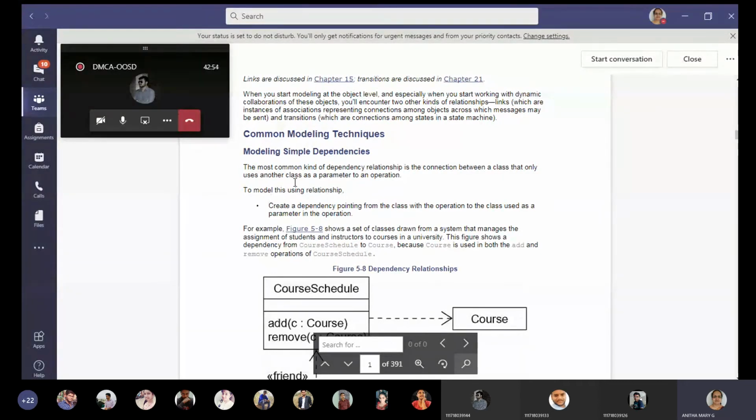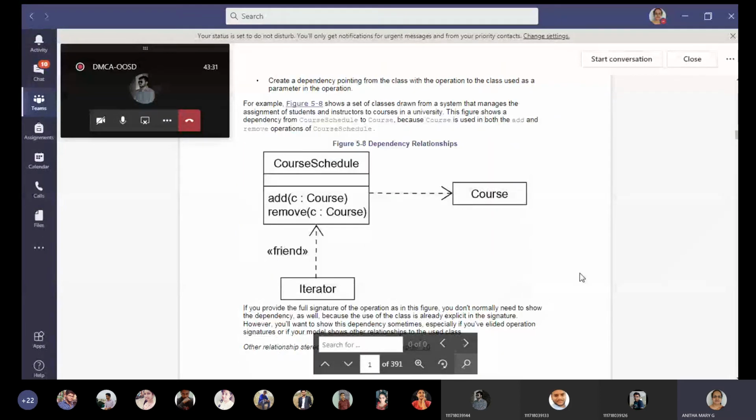Okay. So, common modeling techniques. Here we have three: modeling simple dependencies, modeling single inheritance, and modeling structural relationships. So three things we have here. The first one is modeling simple dependencies. Here an example is given: a set of classes drawn from the system that manages the assignment of students and the instructor to the course in a university.